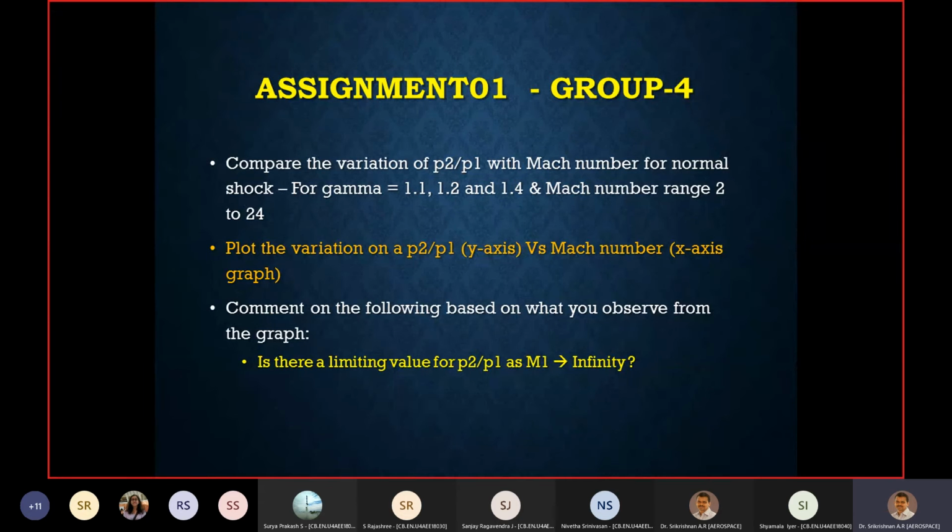You can get the relation from anywhere; it is quite easily available. Draw the P2 by P1 with Mach number using the normal shock relation, and again repeat the calculation for gamma 1.1, 1.2, and 1.4. Plot P2 by P1 on the y-axis and Mach number on the x-axis. Based on the graph, say whether there is a limiting value for P2 by P1 as M tends to infinity. If it is there, state it. Otherwise, give your observations on what you see in the graph.